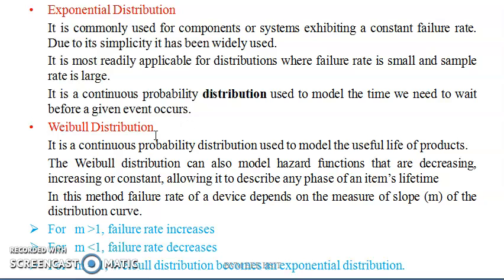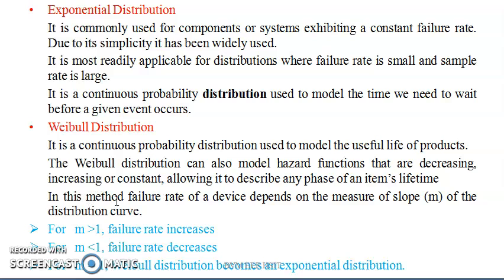Next is the variable distribution. It is a continuous probability distribution which is used to model the useful life of products. The variable distribution can also model hazard functions that are decreasing, increasing, or remain constant, allowing it to describe any phase of an item's lifetime. This is very widely used because it is suitable to any situation.